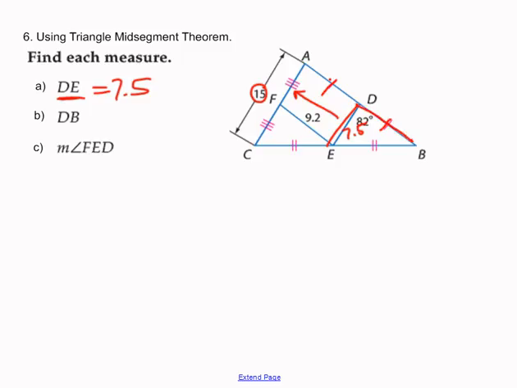Okay, so if we look at DB, let's use a different color. DB right here is the same as this one, which is across from 9.2. So that right there is 9.2. Okay. So now we're looking at the degrees of that angle, the measure of angle FED. FED is this angle right here.